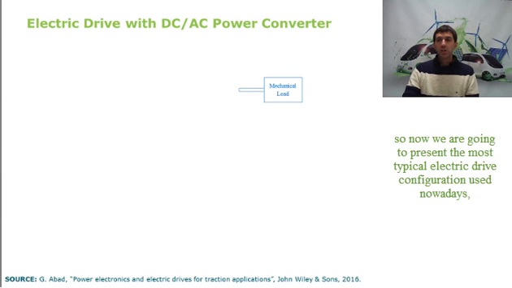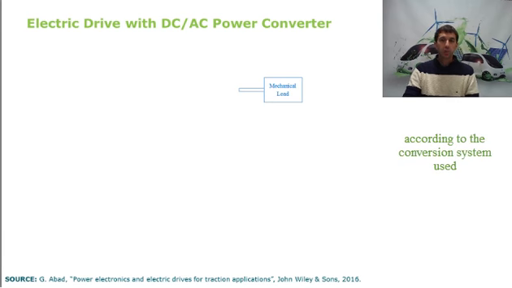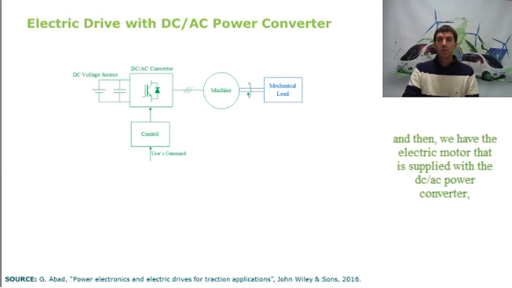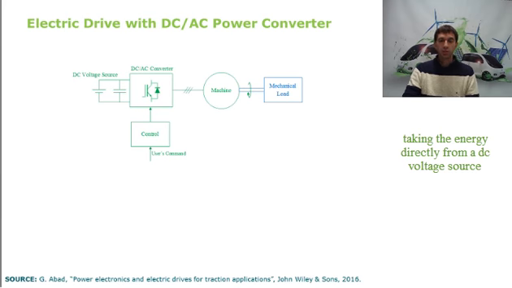So now we are going to present the most typical electric drive configurations used nowadays, according to the conversion system used. The first one is the electric drive with DC-AC power converter. As usual, we have a general load that must be moved. And then we have the electric motor that is supplied with the DC-AC power converter, taking the energy directly from a DC voltage source.